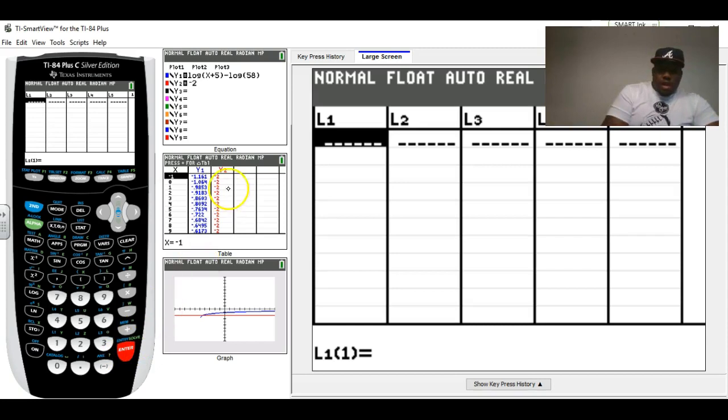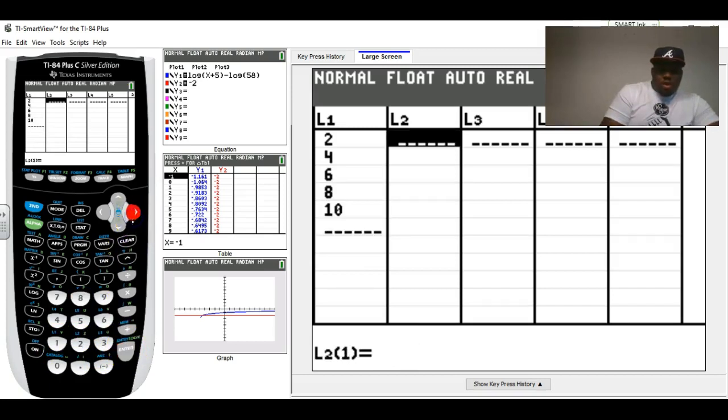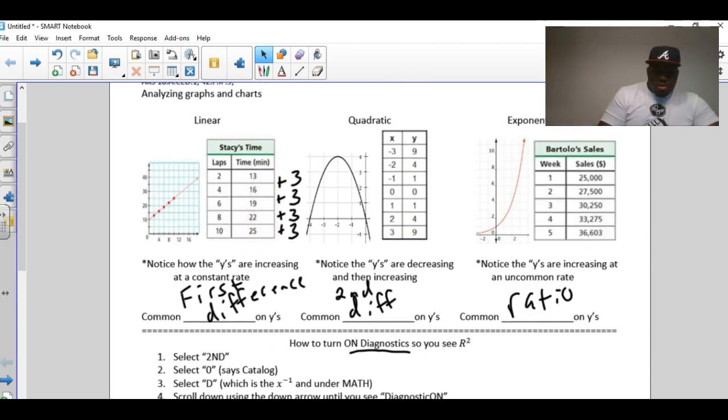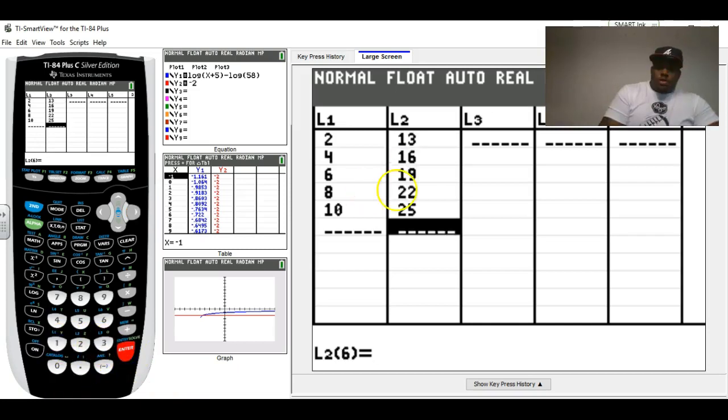So in list one, we're going to put our x values. So our x values were 2, 4, 6, 8, and 10. All right. And over here, we put our y values in. All right. Our y values from the table. This table right here. 13, 16, 19, 22, 25. All right, so add the values like so. All right, then back to the directions. Okay, we have them in.